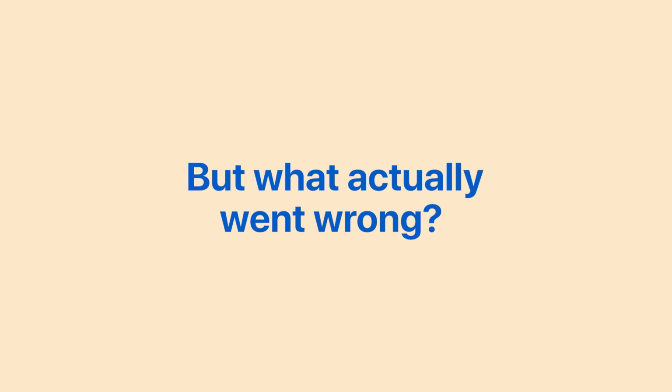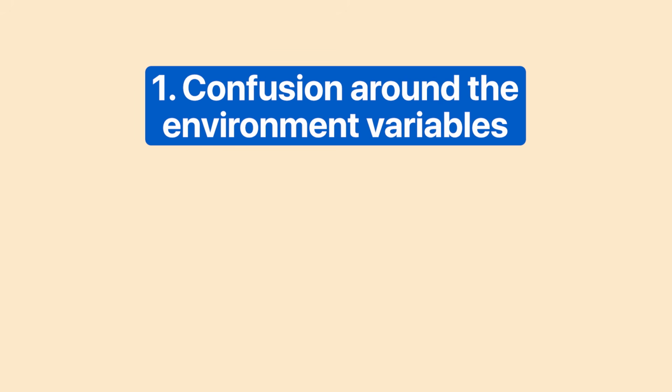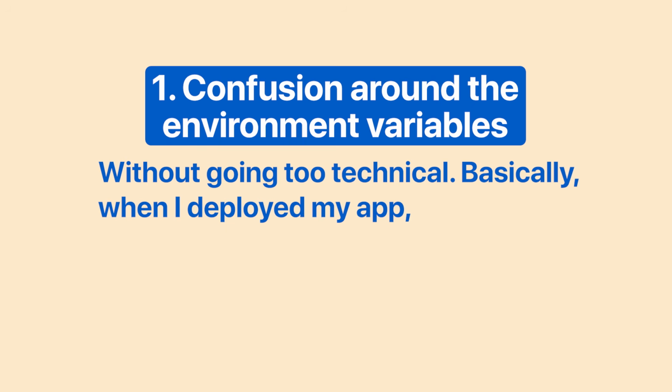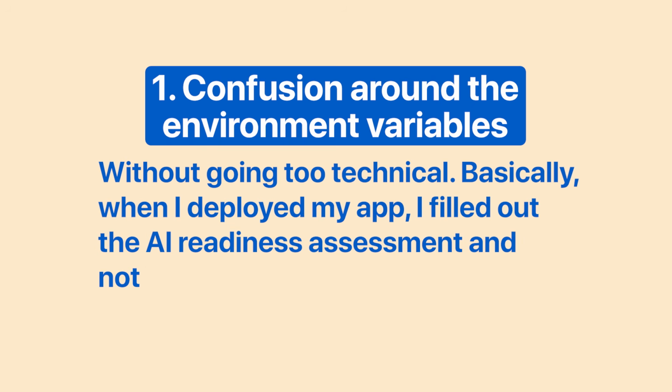But what actually went wrong? This is the part that no one really shows you in these tutorials, which I have seen anyway. And it's the part where a lot of people will start to give up. There were many issues when I was trying to build the app. The first one was confusion around the environment variables. Without going too technical, basically when I deployed my app, I filled out the AI Readiness Assessment and nothing happened. I had to go back and forth with Claude Chat and Claude Code to understand firstly what the actual error was. And this involved going into functions and all the different logs, not something I was understanding at all at the time.